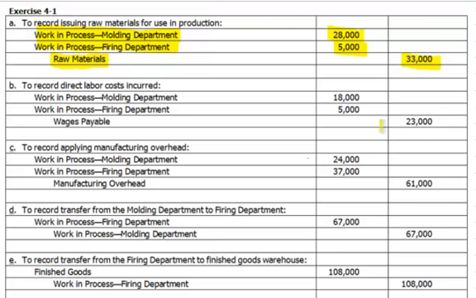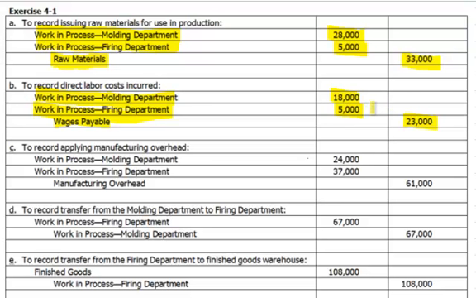In transaction B, we're going to be recording the direct labor costs that were incurred. The direct labor costs will be credited to an account called wages payable for the full amount of $23,000. That $23,000 is going to be divided up amongst two departments: the work in process for the molding department and the work in process for the firing department, at $18,000 and $5,000 respectively.